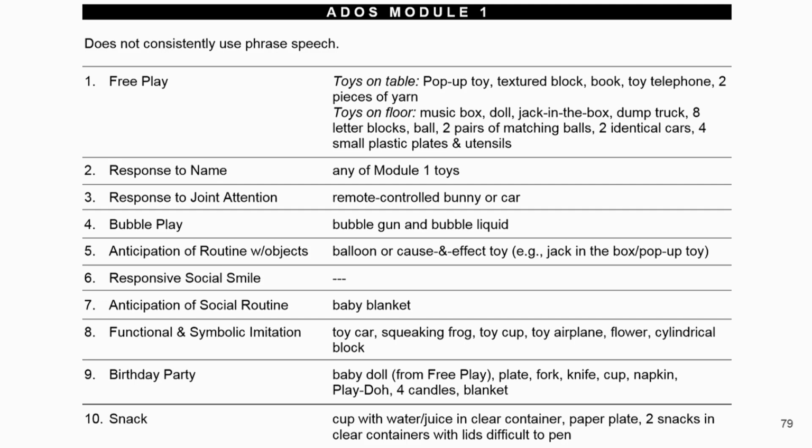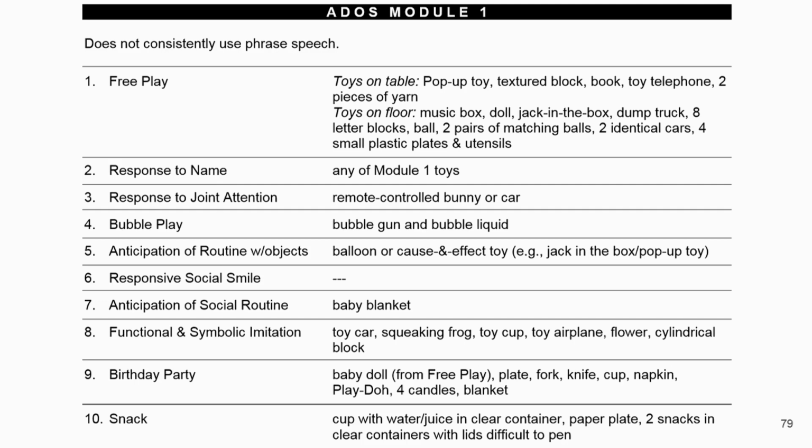Response to joint attention, we're going to talk about that in detail on the next slide. That's another easy, fast thing that you can do in the office. Bubble play is great. A lot of kids like bubbles. Some kids are scared of bubbles. They don't like being touched by the bubbles. So I usually blow them away from the child, and then you can see, is the child looking at the bubbles and looking at you? Are they popping them? Are they asking for more?